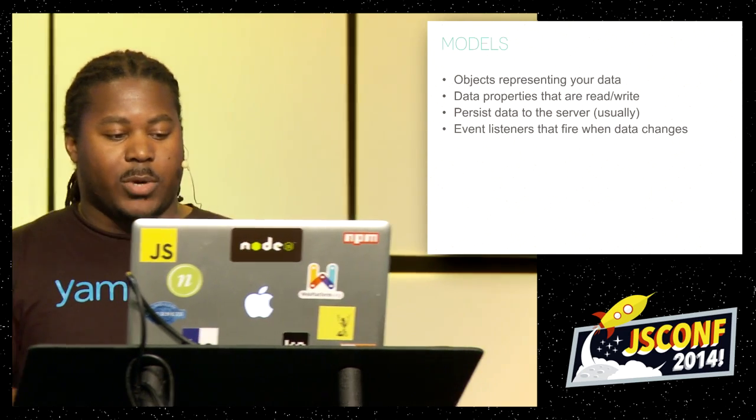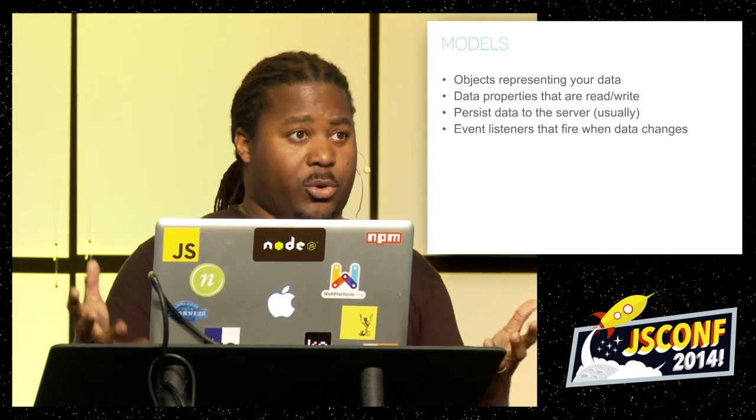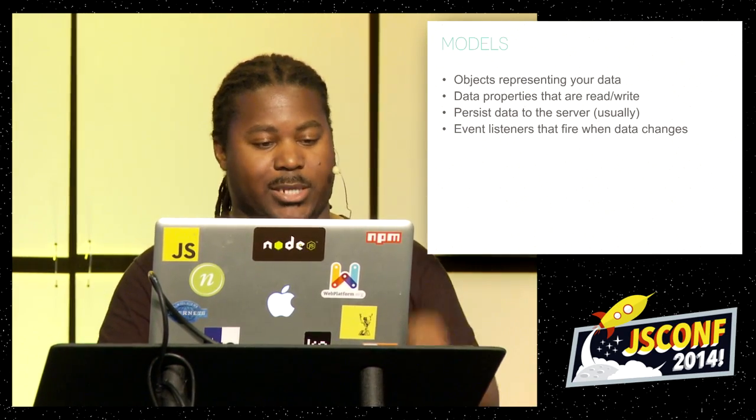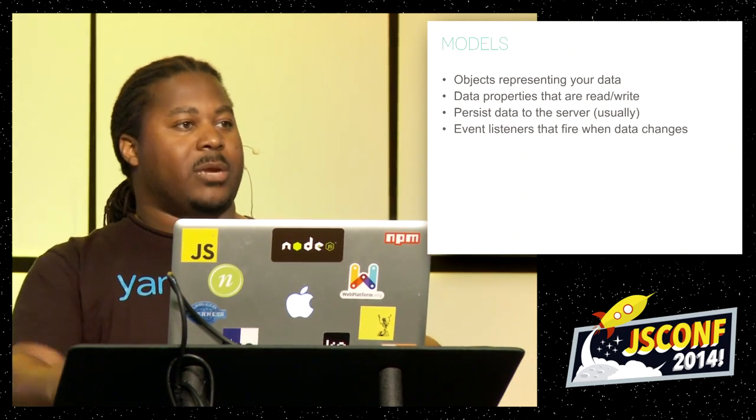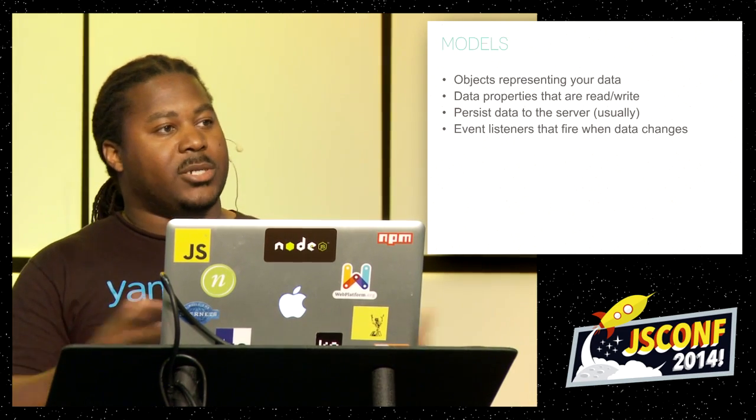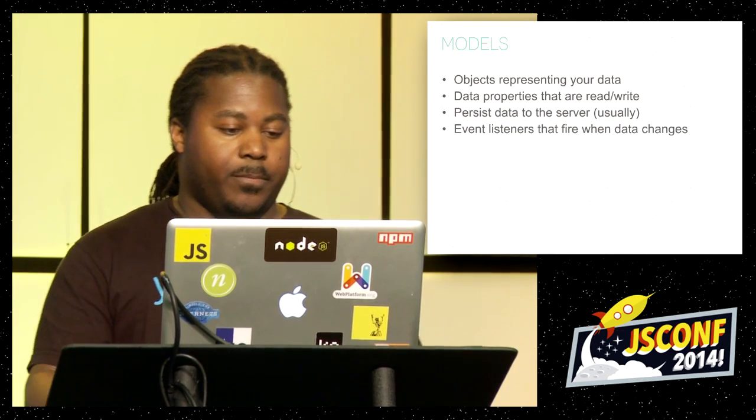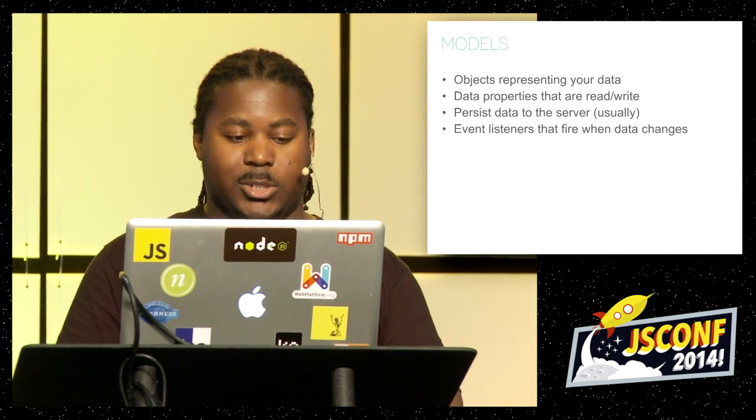So let's talk about models. This will be a rehash for folks. It comes with these capabilities, generally. At least this is my contention. This is how I outline this pattern in my head. You get some objects that represent your data model. You can inspect the properties on that object. You can read and write them. Usually you can persist data to the server because that's handy sometimes.